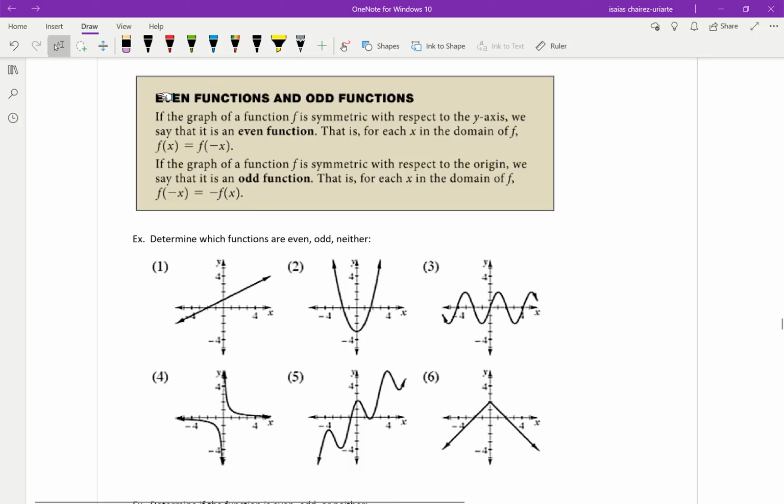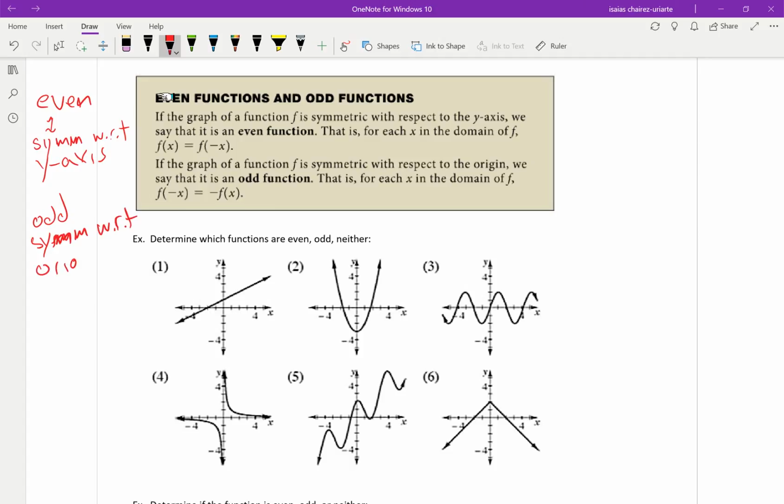So even functions: even is symmetric with respect to the y-axis. Odd, then you're dealing with symmetric with respect to the origin. Okay, so even functions are symmetric with respect to the y-axis, odd functions are symmetric with respect to the origin.